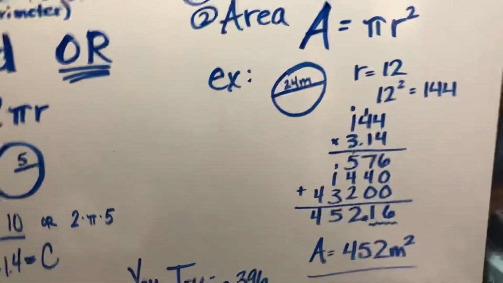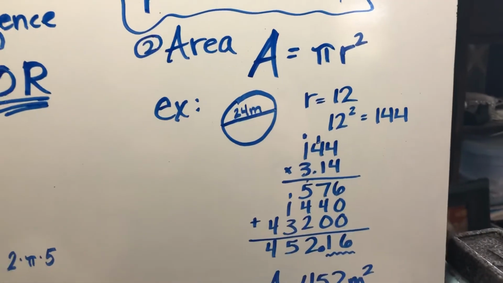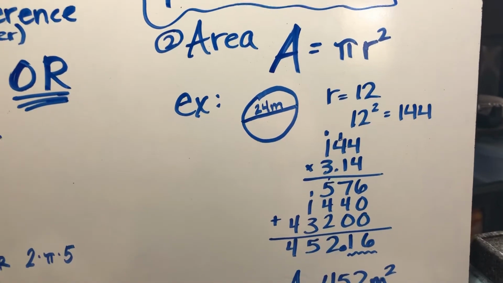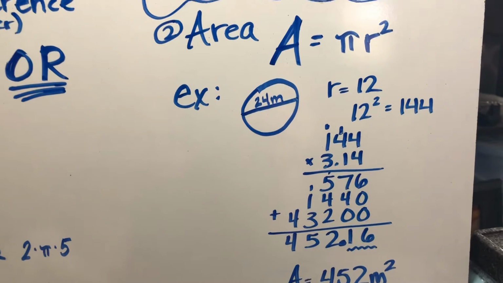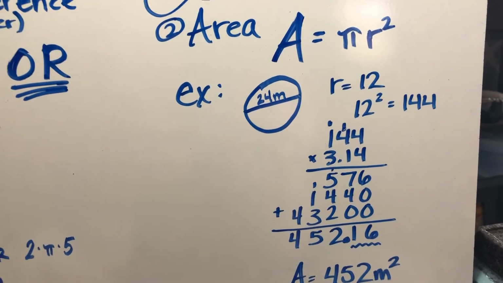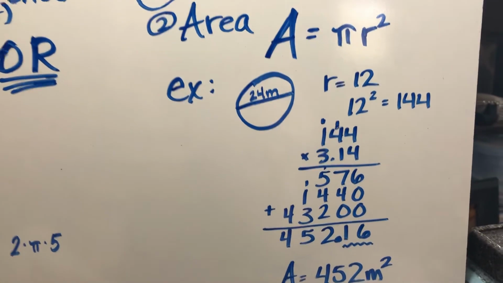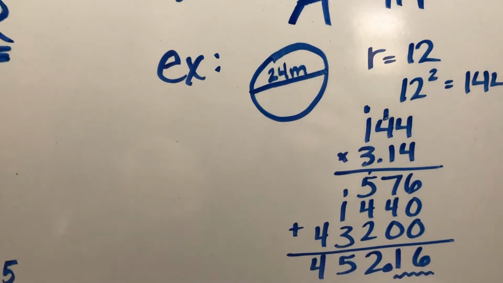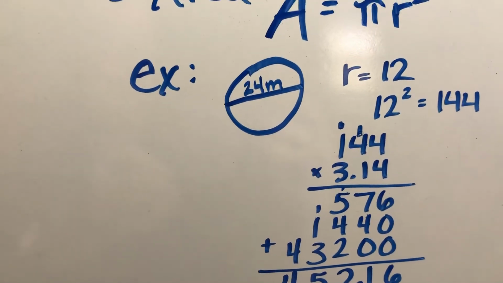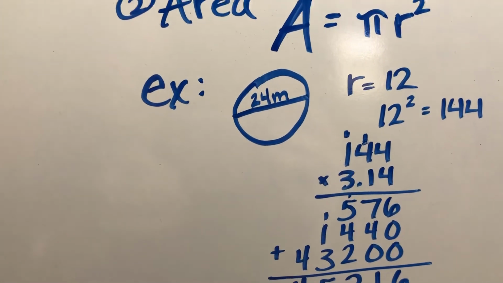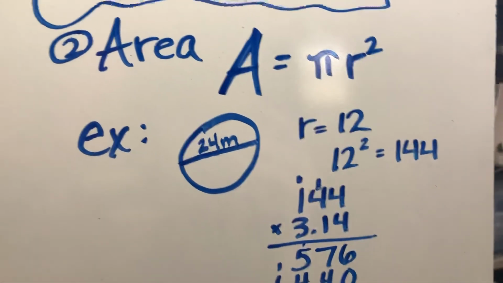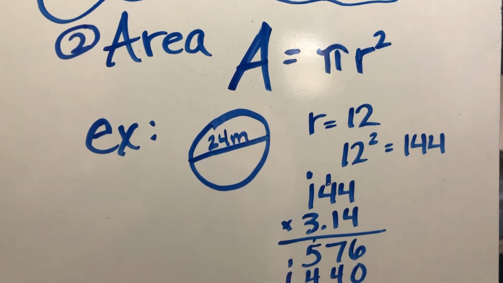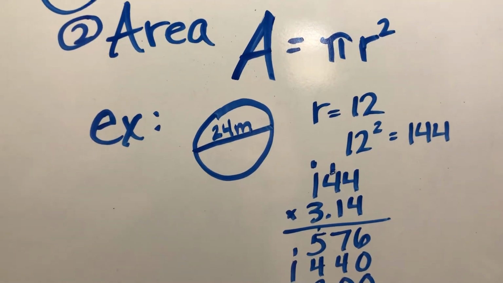On to area. Area just has one equation, and that is pi times radius squared. It's not 2 radiuses, it's radius squared as an exponent. Careful, careful, careful. Here is one on the bottom of page 395. Your example is a circle with a diameter of 24 meters. Here's the trick: they gave you a D, and you have to have an R. So you have to really be paying attention.